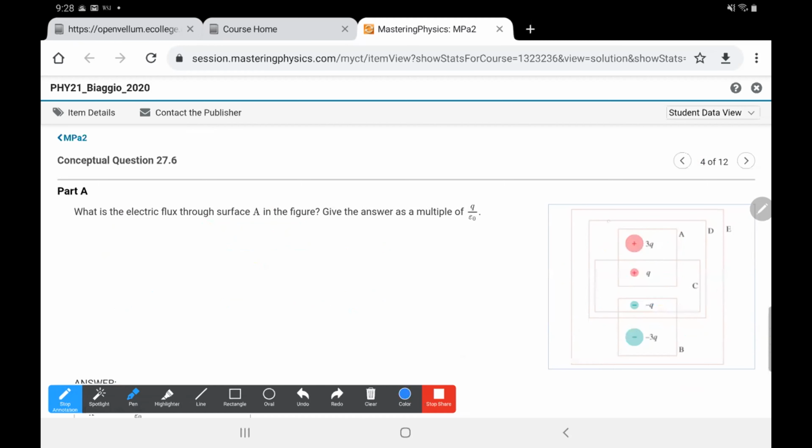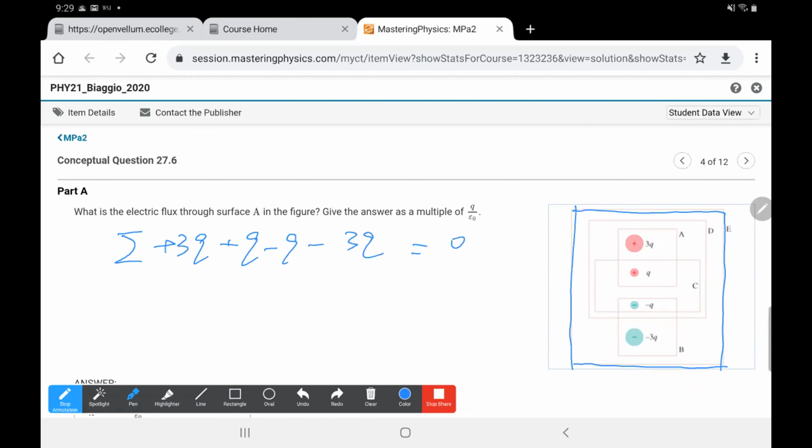And let's go to the surface D. Surface D has 3 charges, 3Q, Q, and minus Q. So the total is 3Q. The flux is 3Q over epsilon naught. Okay. And the surface E includes all the charges, positive charge and negative charge, but the total is 0. So the total charge is 3Q, Q, minus 3Q. That's 0. So the flux is 0.